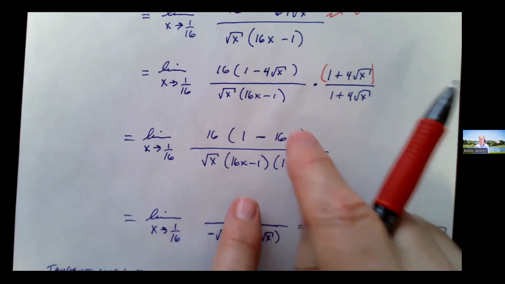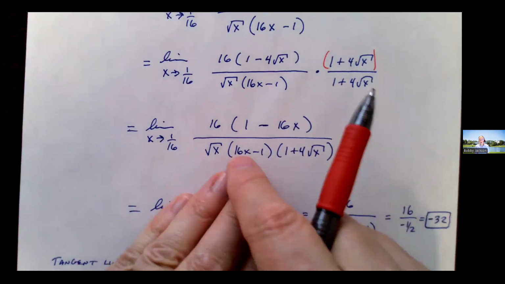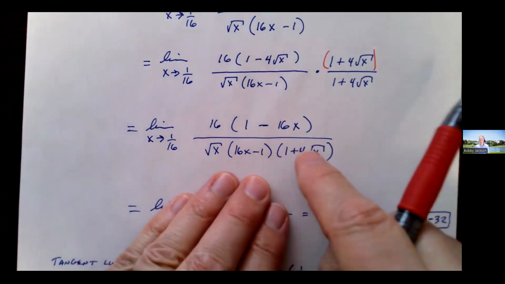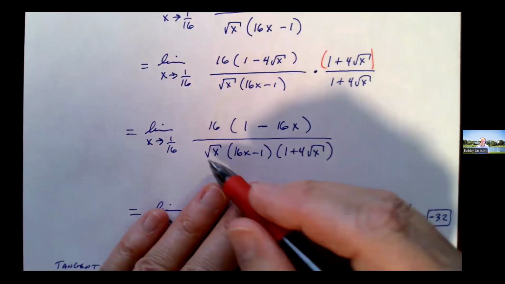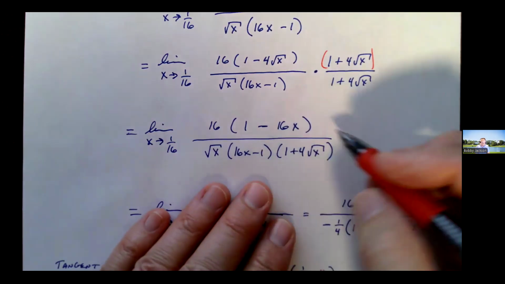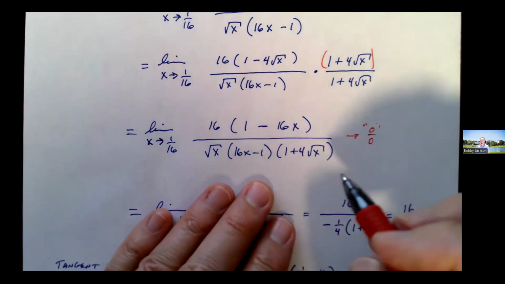Okay. Now down below, I'm just going to write square root of x, 16x minus 1 times this stuff in parentheses. I don't want to expand this out. This is factored. Okay. Well, where are we at now? Again, if I plug in 1/16, I'm still at the same form. I'm still at 0 over 0. Okay. So what am I going to do?